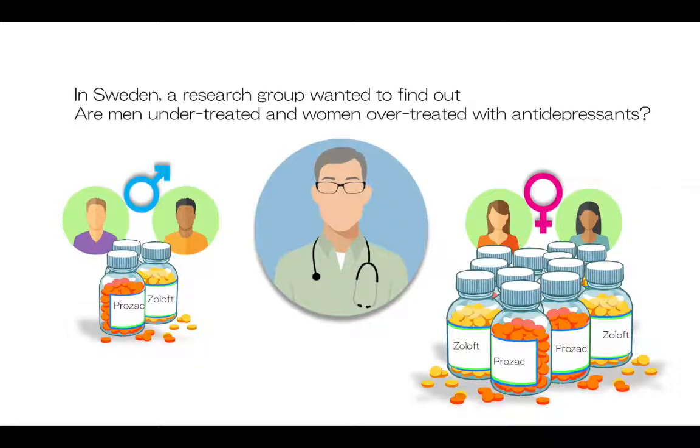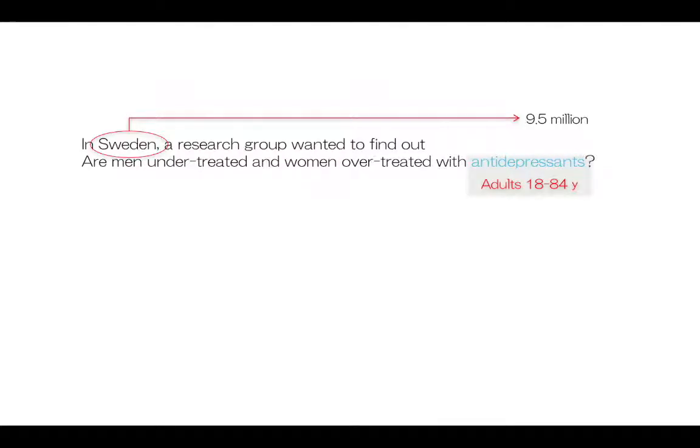Let's look at only that much data that we have or we know so far about this study. The population of Sweden is 9.5 million people. In this research, due to the nature of the medication, they narrowed down the population of interest to adults aged between 18 and 84 years old, which makes the population of interest as large as 8.3 million people.